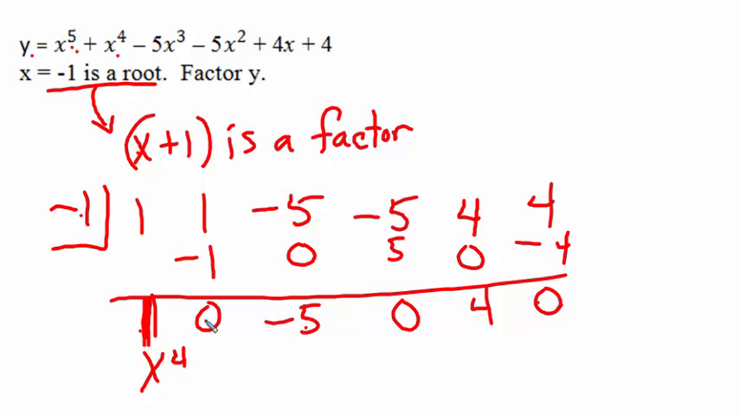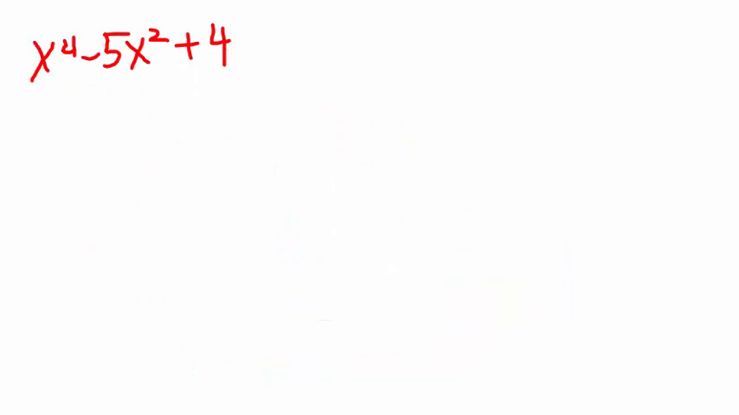There aren't any x cubed terms. There's a minus 5x squared. There aren't any x terms, and there is a plus 4. So the remaining factors will come from that trinomial. That, I think, will actually be able to factor by unfoiling it. I'm going to start a new page. So we already had x plus 1 being a factor. We're going to get the rest from unfoiling this thing.